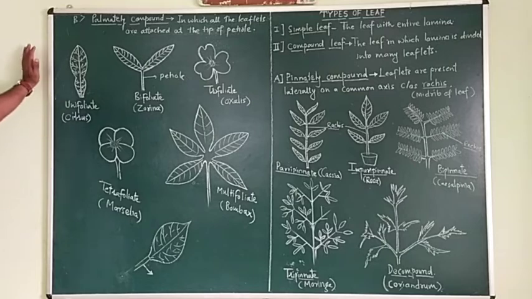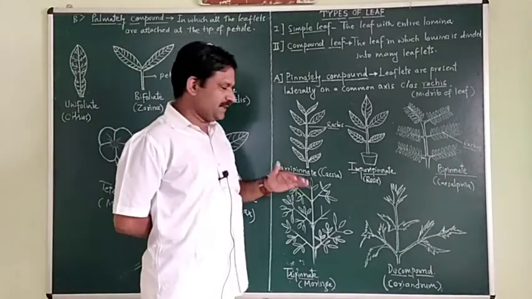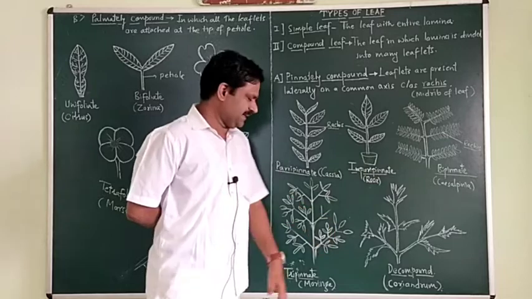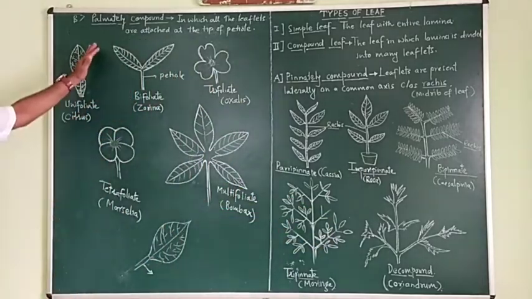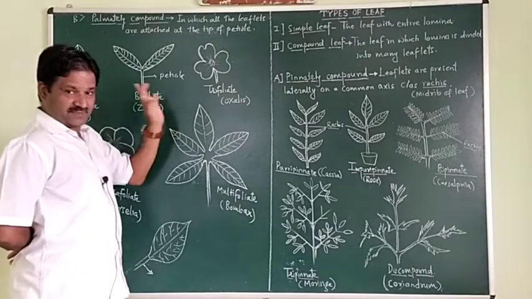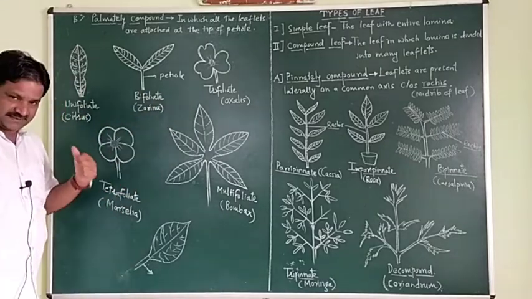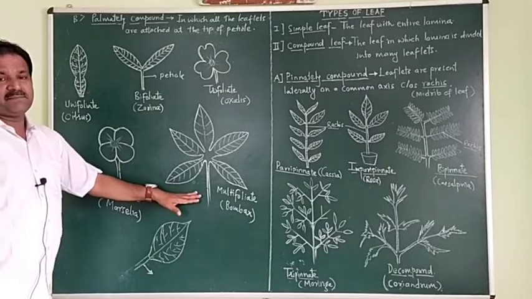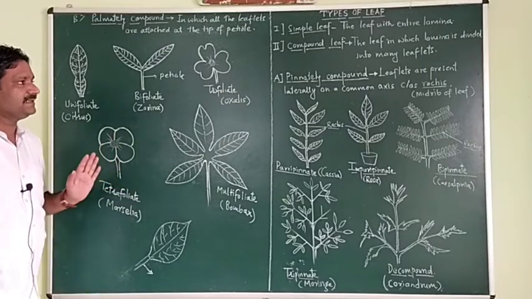These are the different types of leaves. The first type is simple leaf, the second is compound leaf. In compound leaf there are two types, pinnately compound and palmately compound. Pinnately compound leaf shows different patterns: paripinnate, imparipinnate, bipinnate, tripinnate and decompound. The palmately compound shows unifoliate, a single leaf; bifoliate, two leaves; trifoliate, three leaves fused at the tip of the petiole; tetrafoliate and multifoliate. This is regarding the types of leaf.